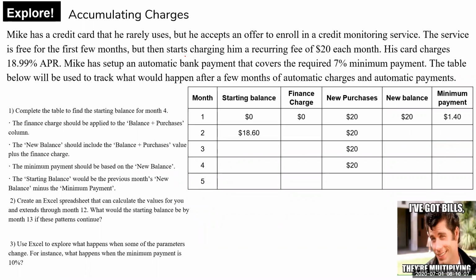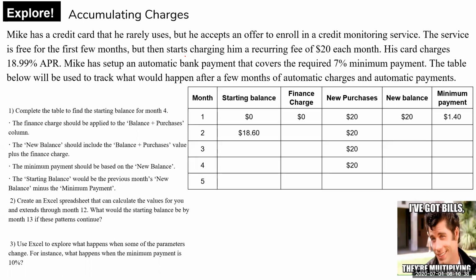Now, explore accumulating charges. Mike has a credit card he rarely uses, but he accepts an offer to enroll in a credit monitoring service. The service is free for the first few months, but then starts charging him a recurring fee of $20 each month. His card charges 18.99% APR.